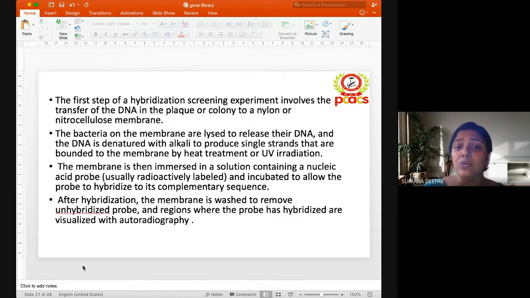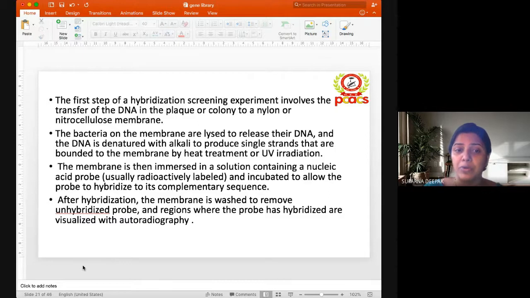Okay, so that you can have your single strands. Now, why are your single strands required? Because your probes can hybridize only to your single-stranded DNA. So that is the reason why this alkali treatment is very important. Then this DNA can also be bound to the membrane using heat treatment or UV irradiation, so that whenever we give a wash, the DNA should not get washed away.